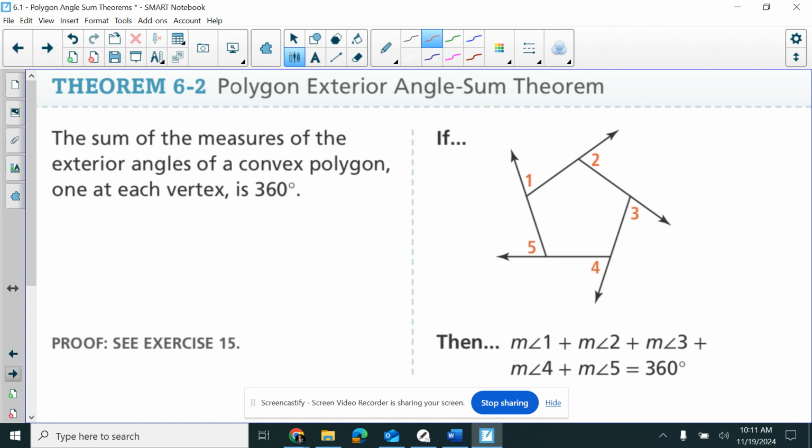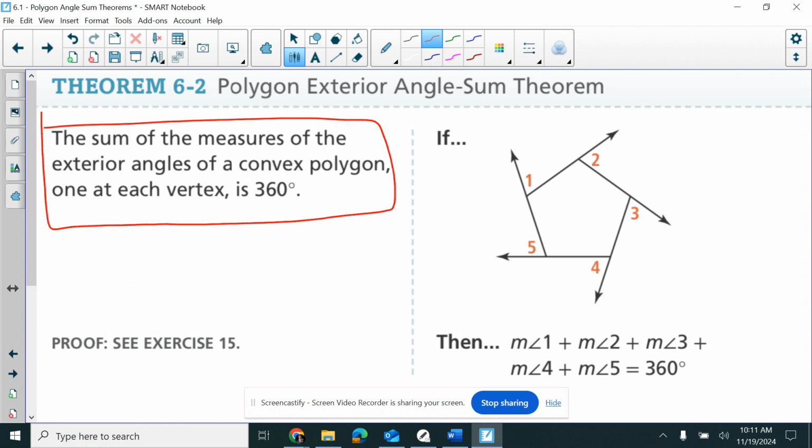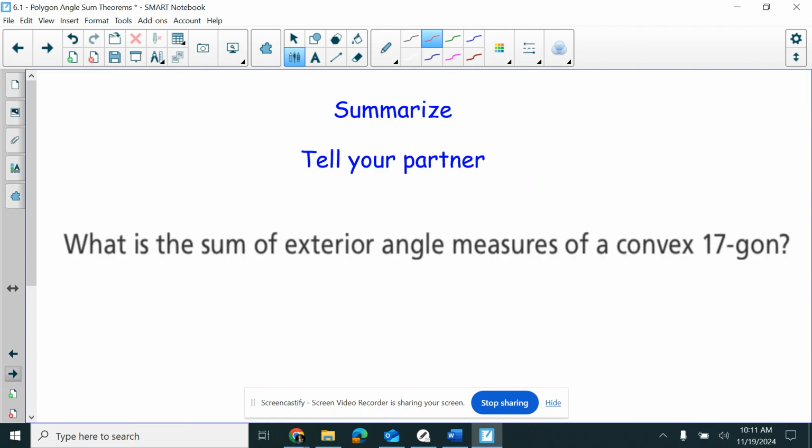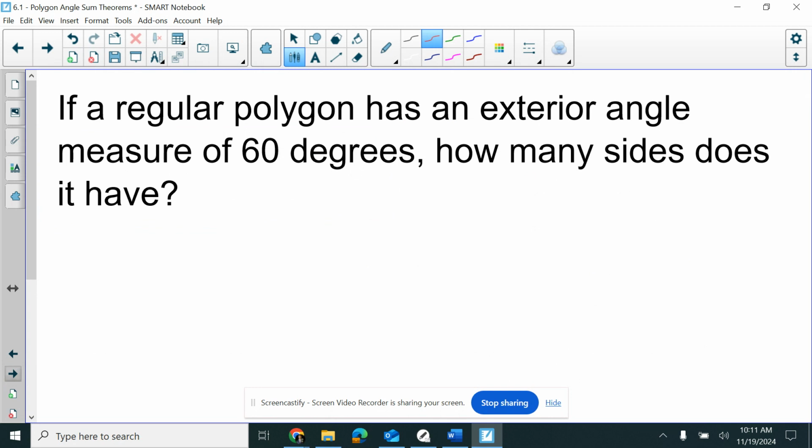So this is the theorem that supports that. The exterior angles add up to 360. So if you had a 17-gon, a 17-sided polygon, it doesn't matter how many sides it has. The exterior angles are always going to add up to 360. So if I know that, then we can answer a question like this. If a regular polygon has an exterior angle measure of 60, so if one of them is 60 and they're all the same, to figure out the number of sides, I could just do 360 divided by 60, and that would tell me that this polygon has 6 sides.